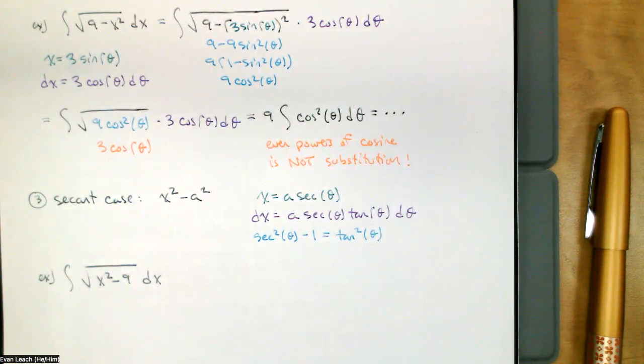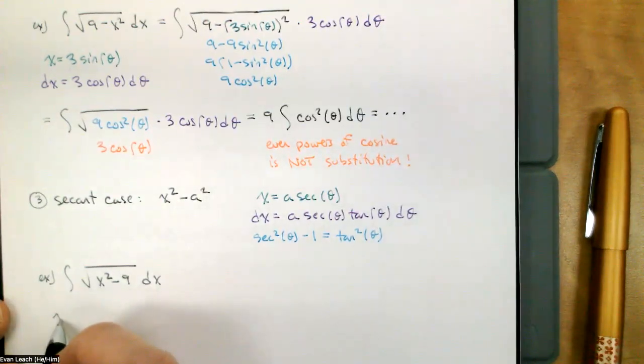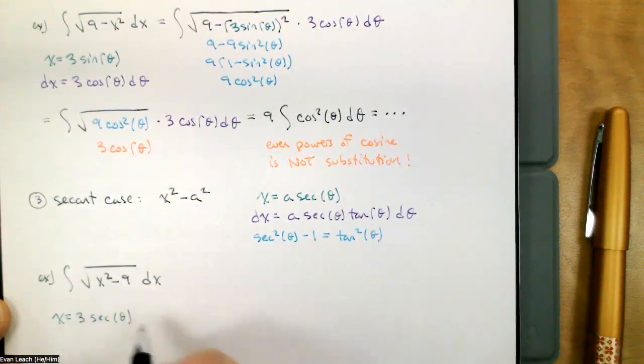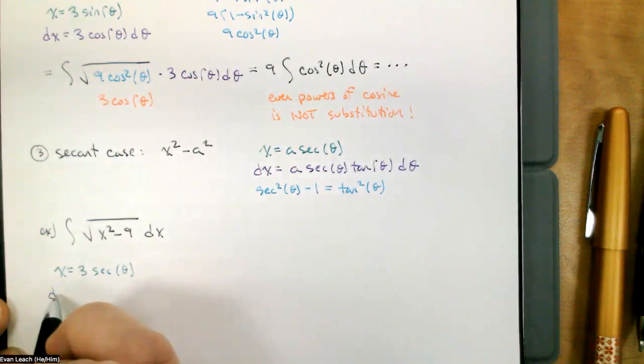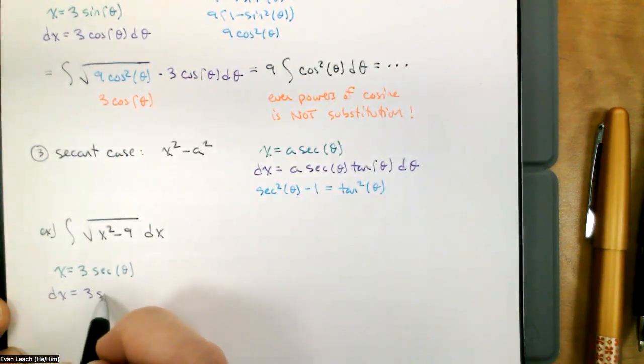I'm going to stick with this theme partly because it's the simplest thing you can do, and this is not a substitution integral. So all the same things apply, just copy and paste and then edit. We identify this as secant case because it's x squared minus a squared. So we make the substitution. x is 3 secant theta. If we're going to make that substitution, then dx is 3 secant theta tangent theta.